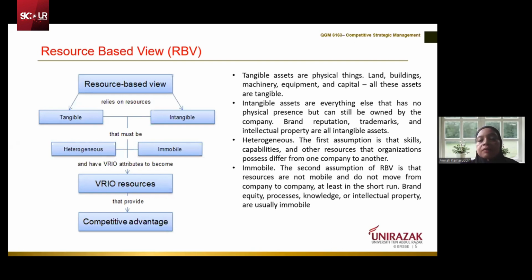And also immobile, the second assumption of RBV, is that resources are not mobile and do not move from one company to another, at least in the short run. So brand equity, this is actually process knowledge. This is also part of immobile itself. The resources have to be tangible, intangible, and they also have to be heterogeneous and immobile. Immobile is the second assumption of RBV. That means they stick inside that particular company, which is the equity.